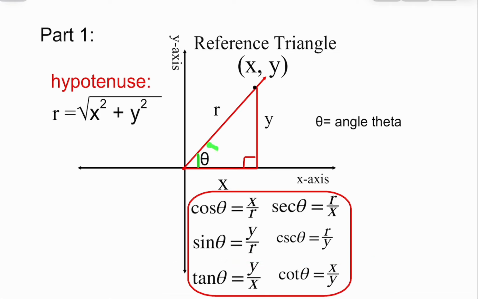Now, theta will always be this angle closest to the origin inside of our triangle. We're going to call that a reference angle in most cases, but we want to put that angle inside of our triangle closest to the origin and the x-axis.